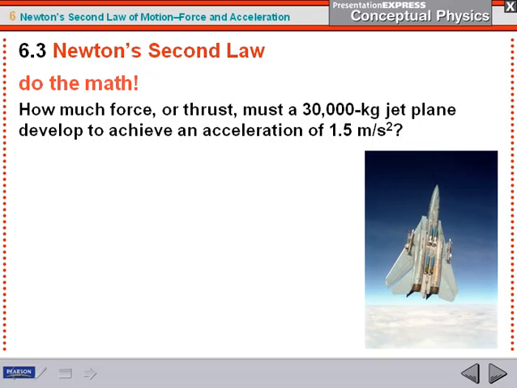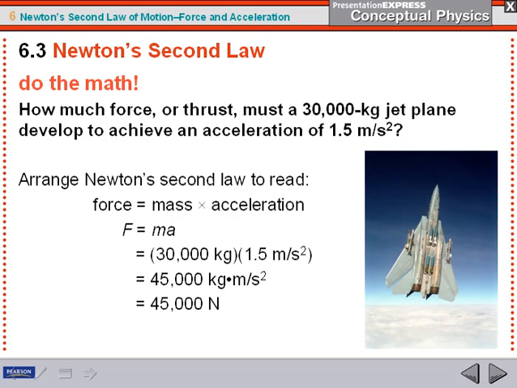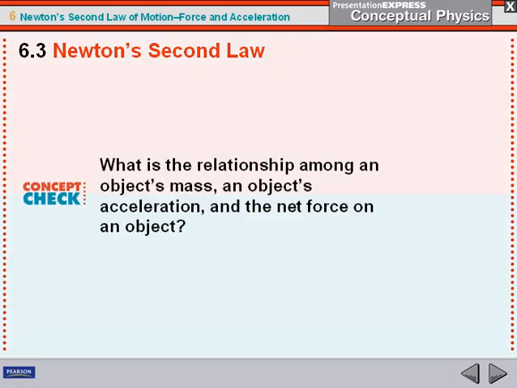So how much force or thrust must a 30,000 kilogram jet plane develop to achieve an acceleration? Now here we don't know the force in this case, so it's a slightly different equation. In this case, we would use the other form, force equals mass times acceleration, and plug in the mass and the acceleration, and we end up with 45,000 newtons. So you've seen the equation used two different ways. Once when you don't know the acceleration, and now when you don't know the force.